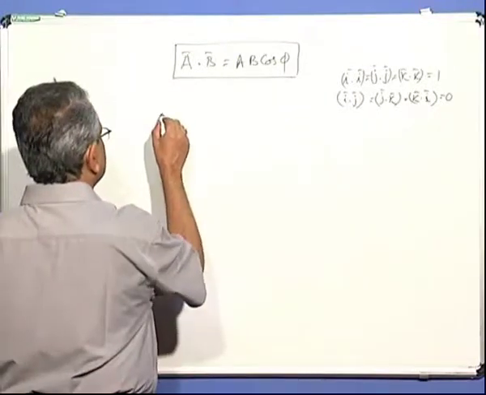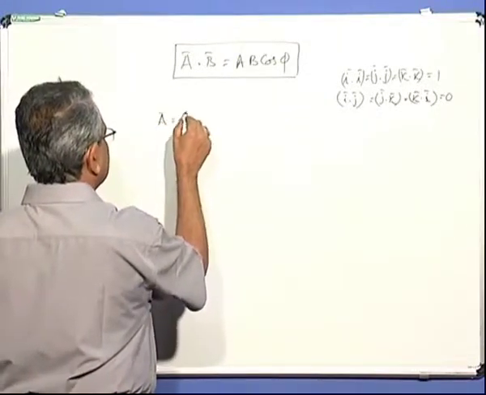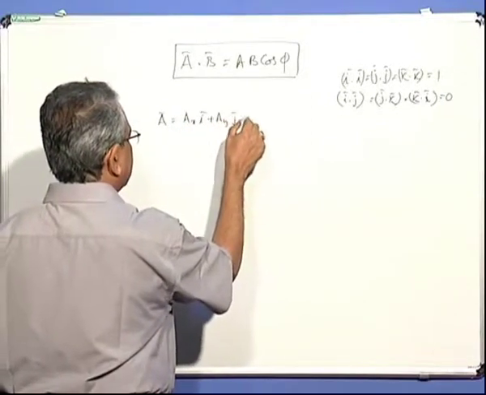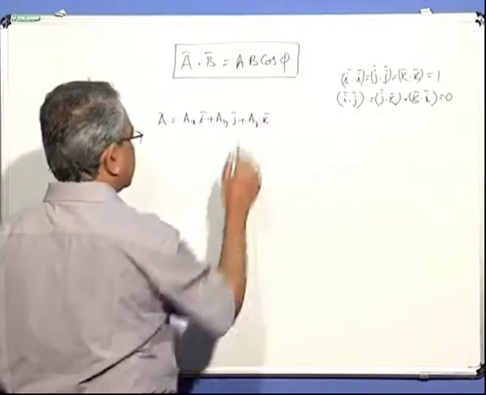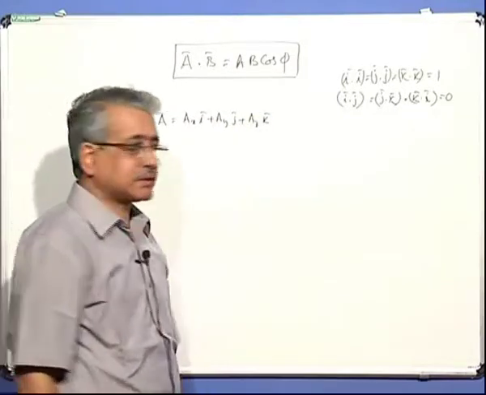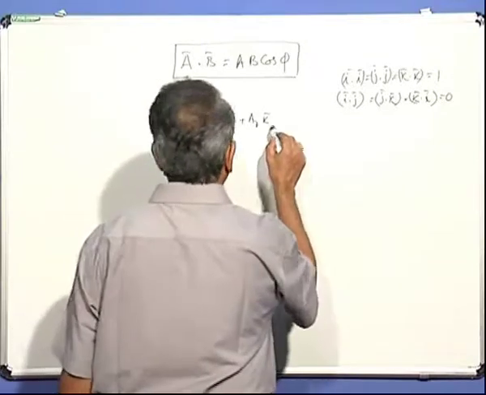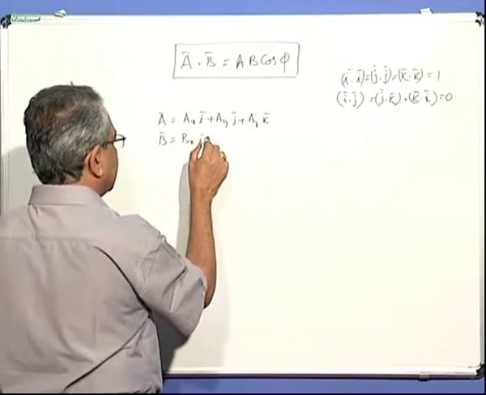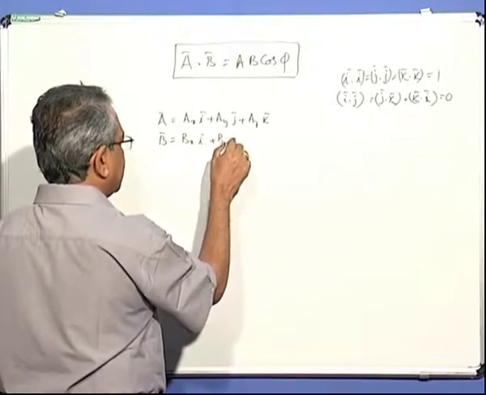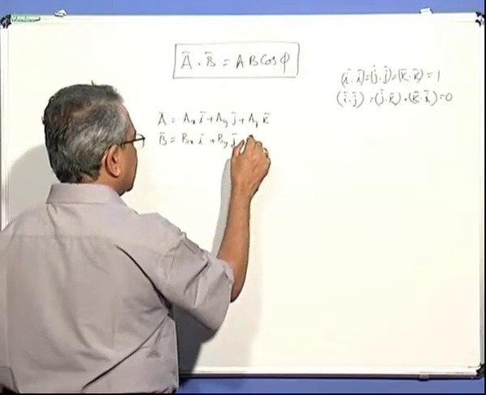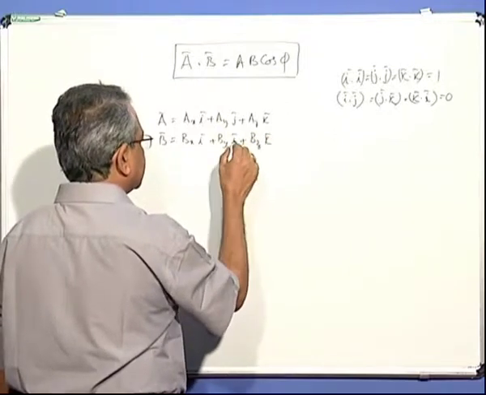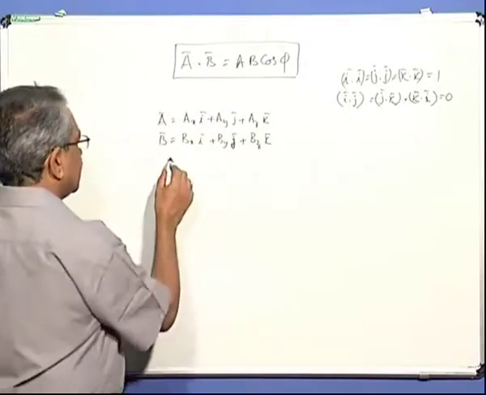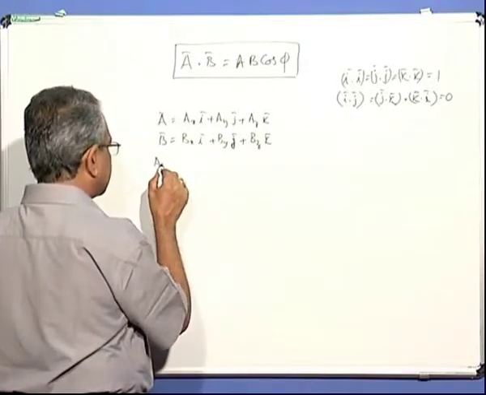Suppose we have vectors here, vector A given as Ax i, Ay j, Az k in the unit vector representation. Similarly, we have another vector B as Bx i, By j and Bz k. Now you have to find A dot B, suppose.